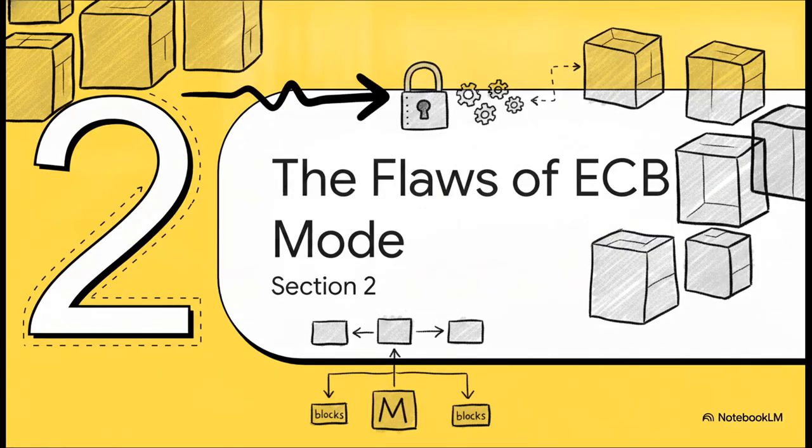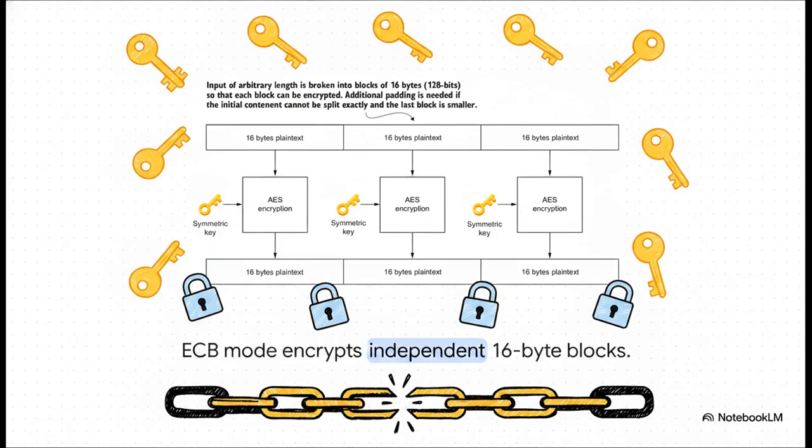Moving on to Section 2, the flaws of ECB mode. So, a natural question arises. How exactly do we encrypt a file or a message that is way, way larger than a single 16-byte block? Well, the answer lies in what we call the mode of operation. This is the method we use to apply the cipher to multiple blocks.